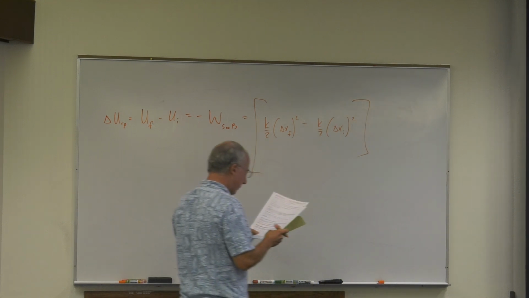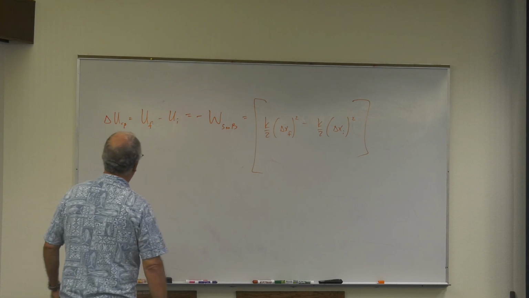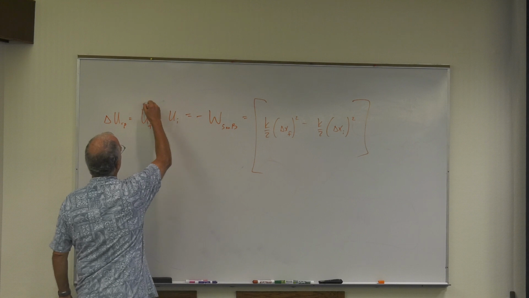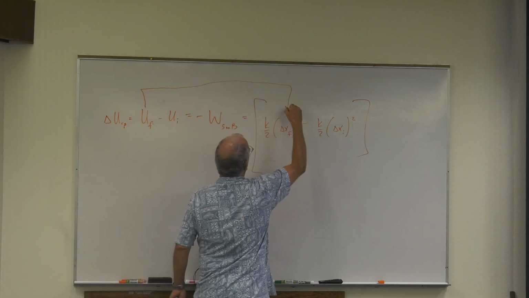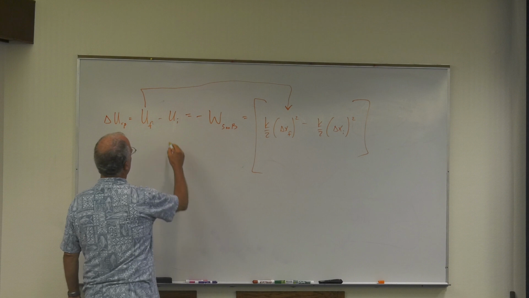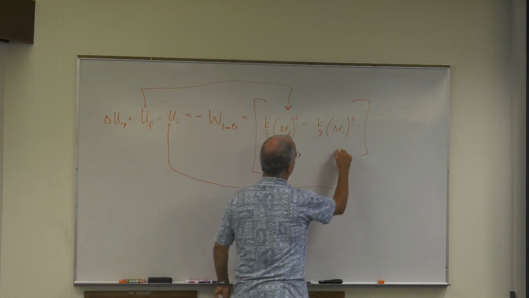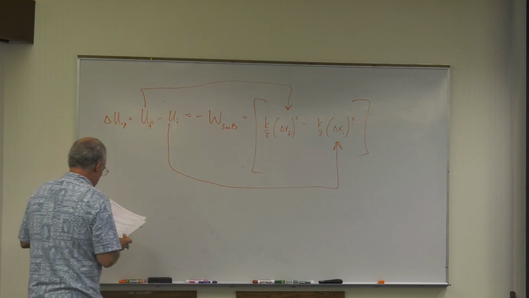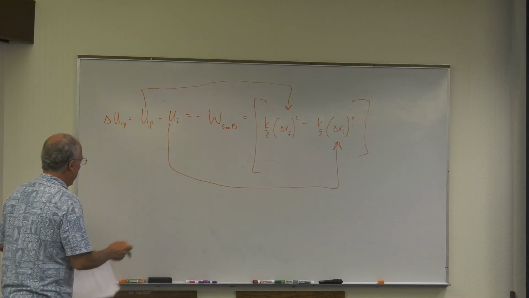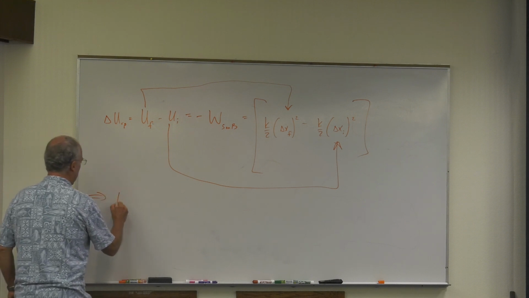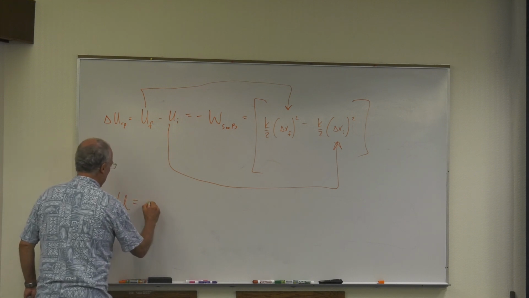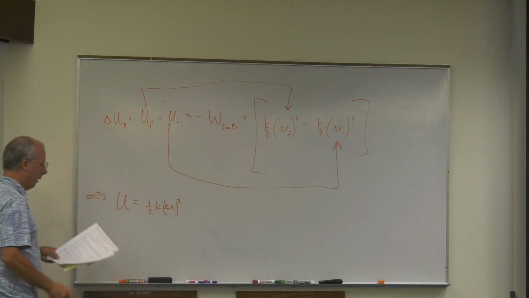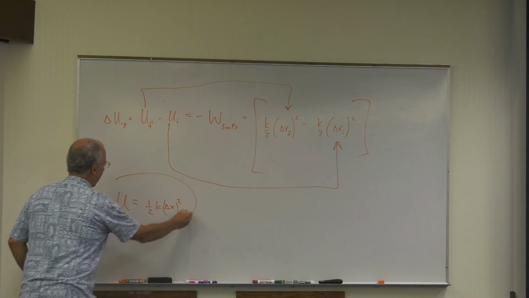So what is U final? Well, U final has to be that. What's U initial? Has to be that, right? So it kind of makes sense. So therefore, we're just going to say that U equals 1/2 K delta X squared. Ta-da!